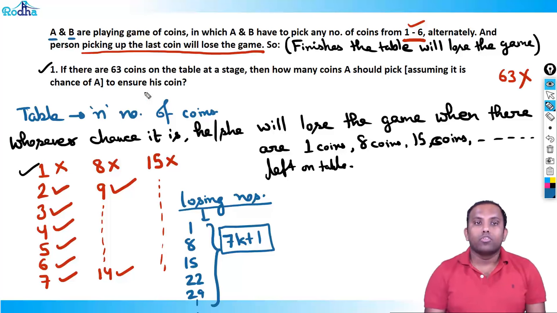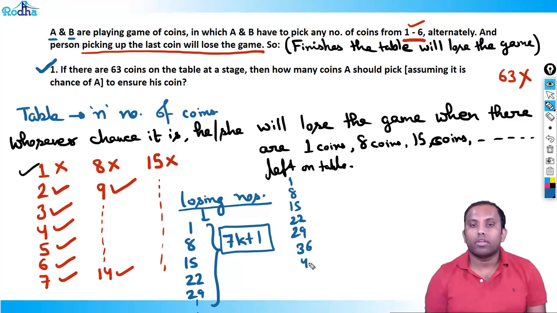Okay. So now, if there are 63 coins, look at question 1. If there are 63 coins on the table at a stage, then how many coins should A pick, assuming it is A's chance, to ensure his win? I know all these 7k plus 1 numbers are losing numbers. So I'll check the number of the form 7k plus 1 just before 63. Starting from 1, 8, 15, 22, 29, 36, 43, 50, 57, 64, right?